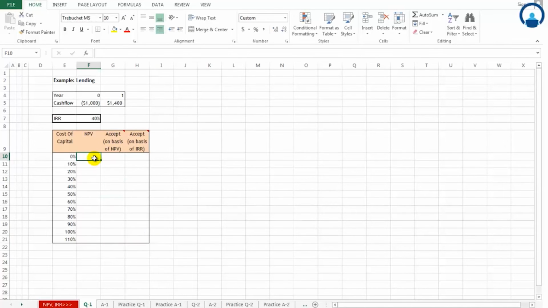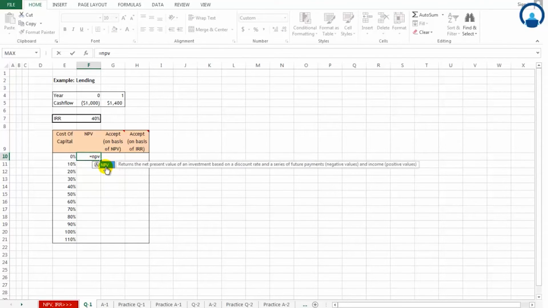Let's do the NPV calculations. Equal to NPV. It asks for the rate, so the rate is going to be this rate, comma. It asks for the values, so we'll select the values. Now we'll freeze, or reference, the necessary cells. We do not want the cash flows to move, right? So we'll freeze these cells by using the F4 key. And we close the bracket, enter.